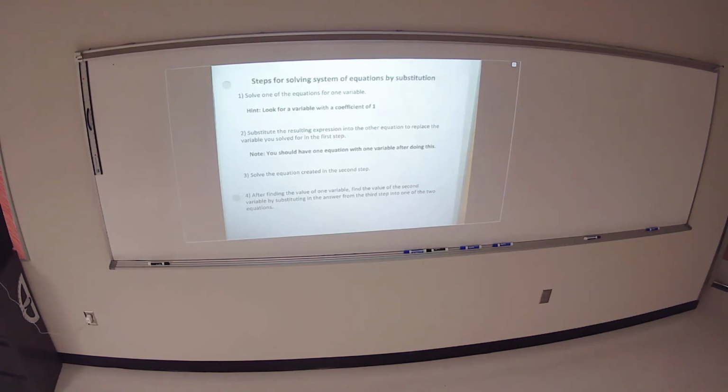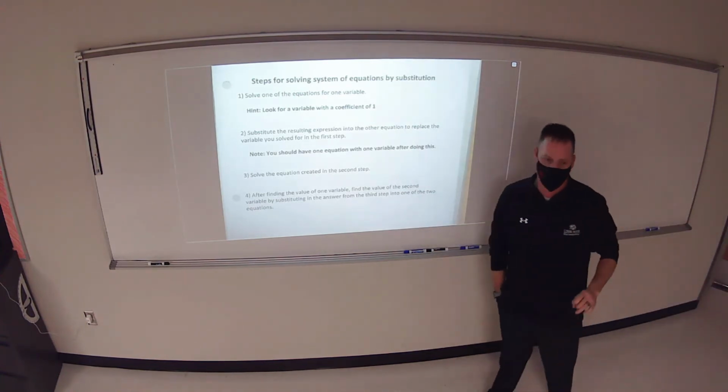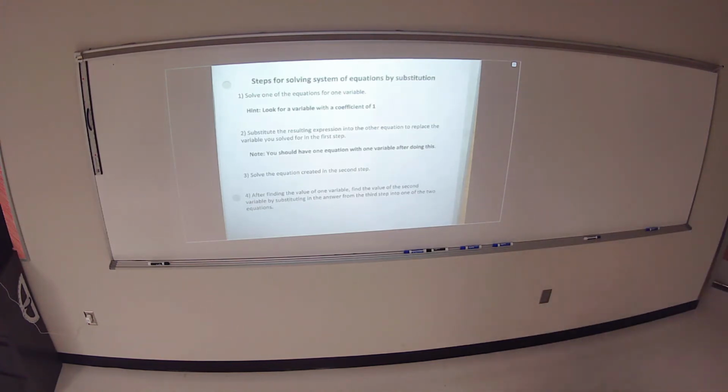So in step number one, when we're solving a system of equations, the first thing you need to do is solve one of the equations. Remember, there's always going to be two of them. You need to solve one of the two equations for one of the two variables in the equation. So when you look at these problems after starting today, you're going to have four choices. Do I want to solve for x in the first equation? Do I want to solve for y in the first equation? Do I want to solve for x in the second equation? Do I want to solve for y in the second equation?